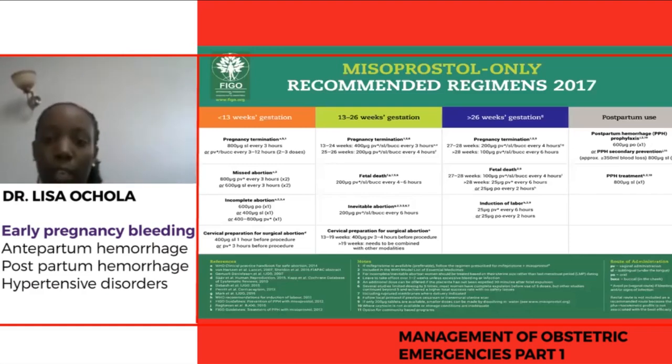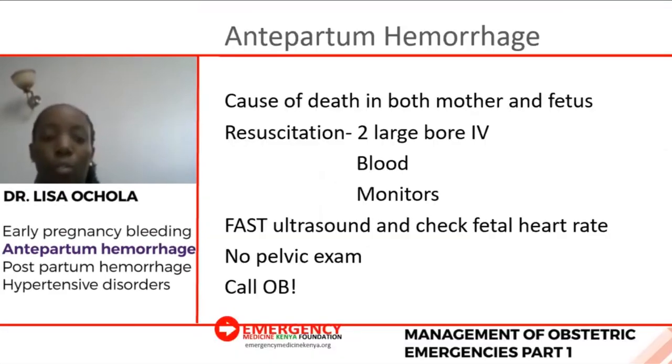It's FIGO guidelines. So moving on, we talk about antepartum hemorrhage. So this is hemorrhage that occurs after fetal viability. And this is a major cause of death in both the mother and the fetus. So again, I'll keep repeating this: resuscitation, resuscitation, resuscitation. You do your ABCs. At C, you have to have two large bore IVs. You take blood, you give IV fluids as appropriate. You set up your monitors because, of course, you're going to check the oxygen levels and everything else. You give oxygen as required.